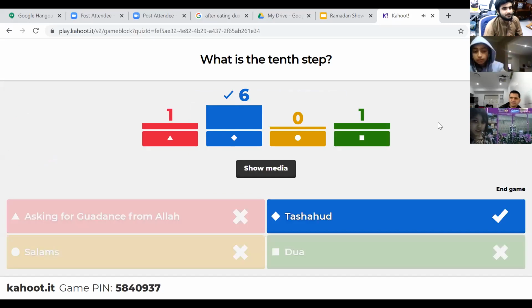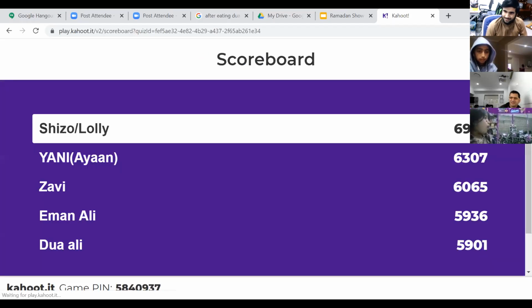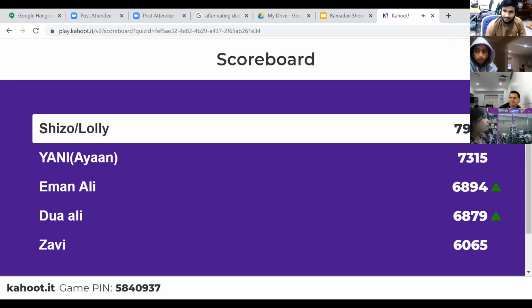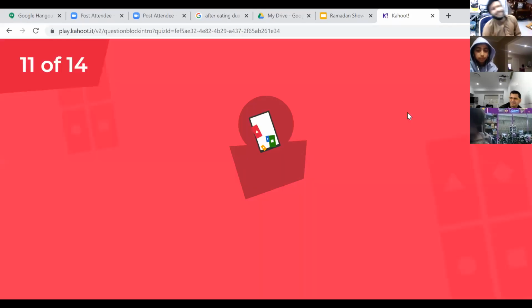Yes, so if you were focusing, the only one that hadn't been chosen this whole time was Tashahhud, which is the final step. Dua came before, and asking guidance from Allah wasn't part of the actual slideshow itself. So check the leaderboard. Iman and Dua come up to third and fourth, respectively, and Zavi drops down to fifth. Otherwise, everyone is still the same, with Shazin still on the top. Hopefully, someone can beat it.